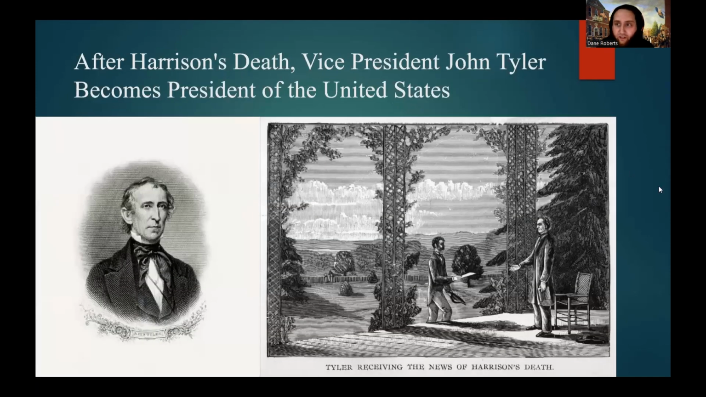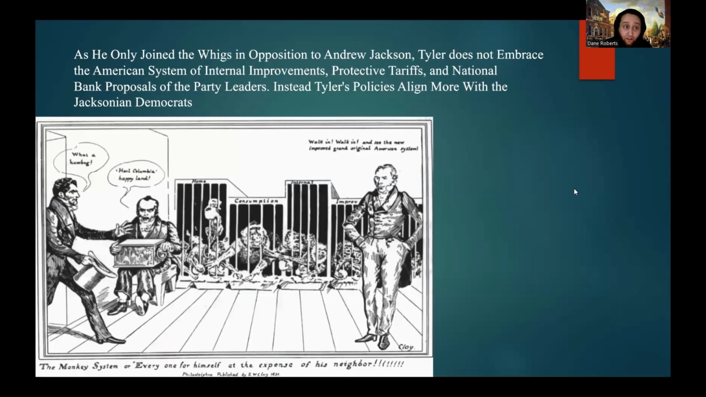After Harrison's death, Vice President John Tyler would become President of the United States. As Tyler only joined the Whigs in opposition of Andrew Jackson, Tyler did not embrace the American system of internal improvements, protective tariffs, and national bank proposals of the Whig Party leaders. Instead, Tyler's policies aligned more with the Jacksonian Democrats.